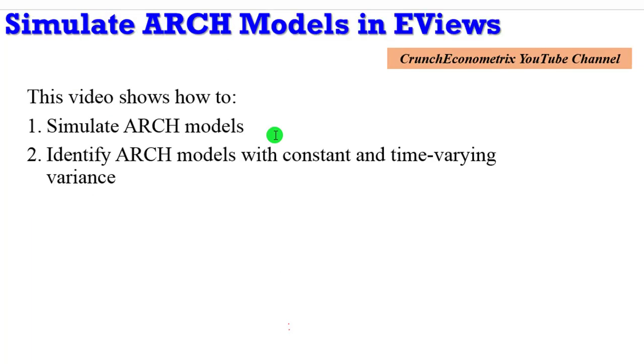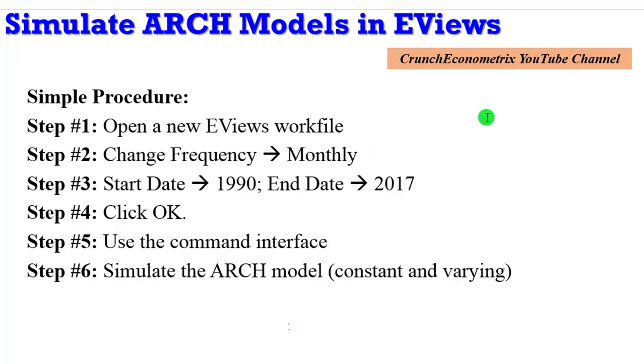Simulating an ARCH model will involve how you can also identify an ARCH model with a constant variance and an ARCH model with a time-varying variance. Simulating an ARCH model is a pretty simple procedure, and I've outlined the steps for you to see as shown on the screen. Begin with the new EViews work file, modify the frequency, modify the date, click OK. I will show you the command that you can use and modify. Thereafter, you simulate the models.